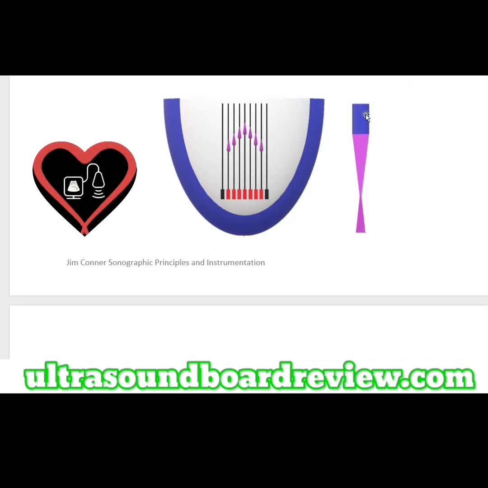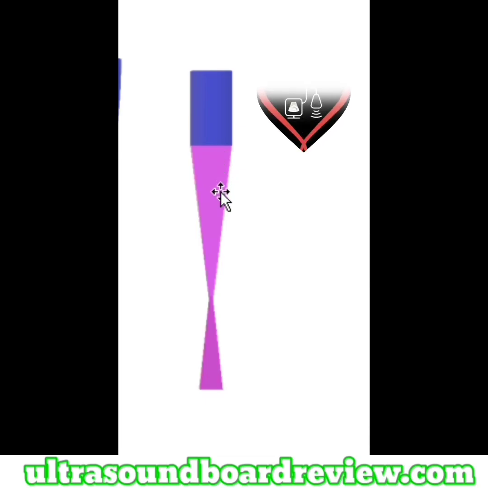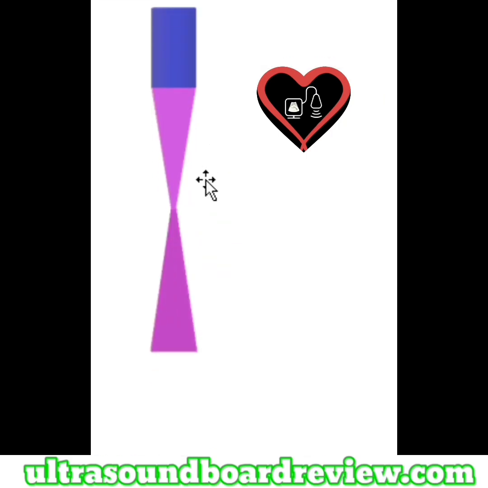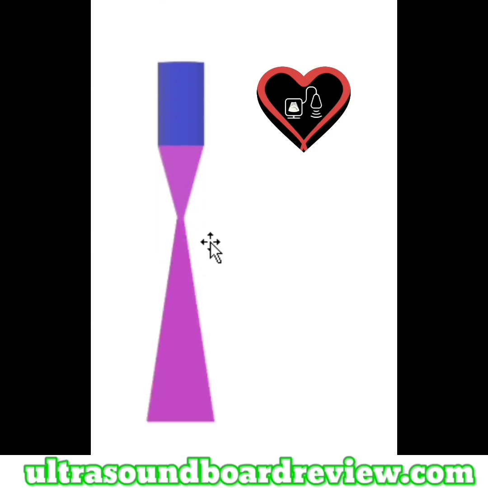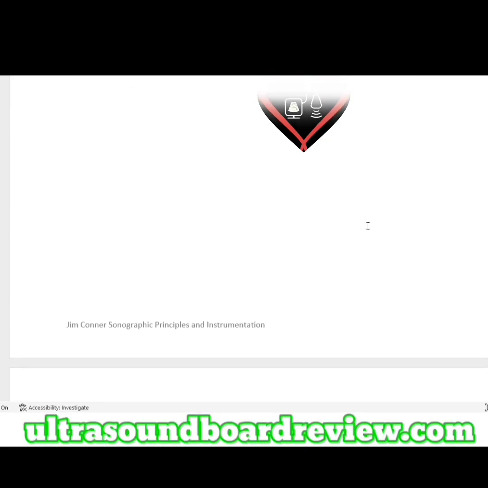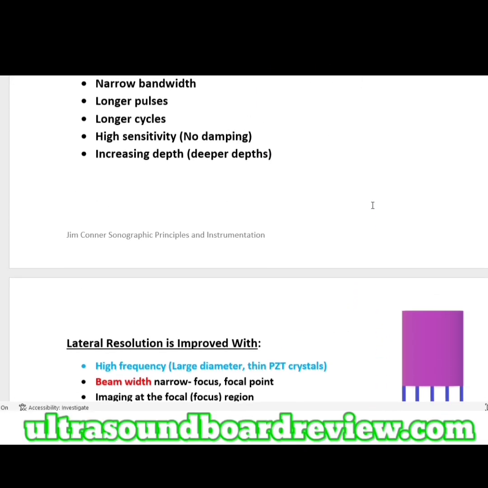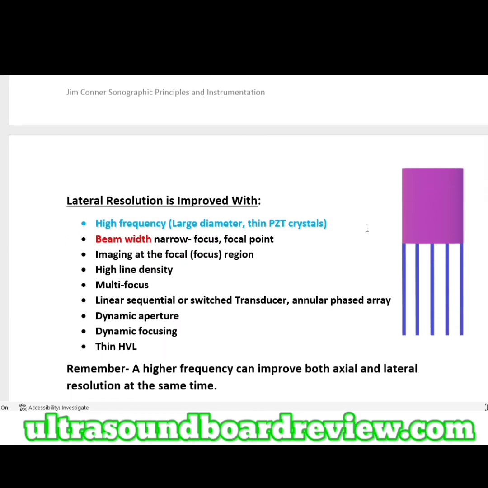So here's the transducer, right? Or the crystal. Here's the beam that's exiting the transducer. And what it does is it converges to the focus and then it diverges. Right here is where your lateral resolution will be the greatest because your beam width is at its narrowest. So here, this is where the lateral resolution will be the greatest because the beam width is narrow, as well as right here. Just always associate beam width with lateral resolution. And don't confuse beam width with elevational resolution.